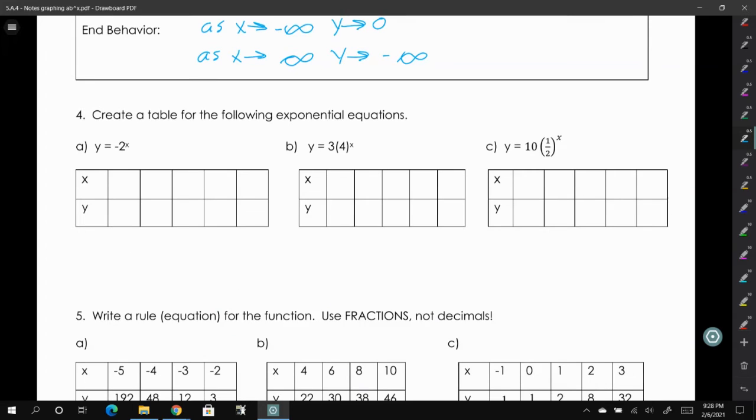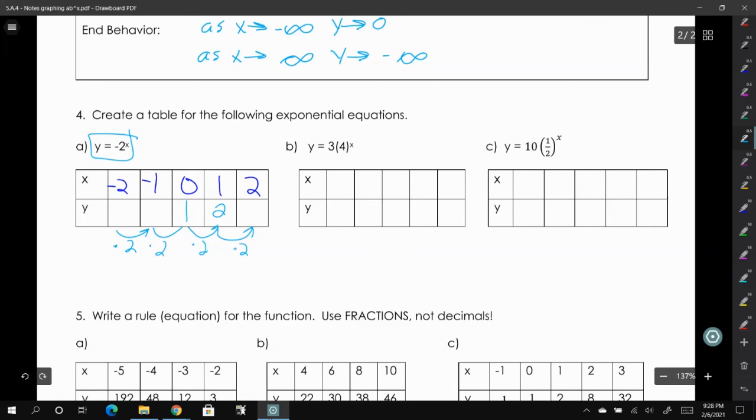So now we're going to create tables for each of these equations. So we're going to do negative 2, negative 1, 0, 1, 2. 0, if you were to plug in 0 for this, you would get 1. And then we're going to multiply by 2 each time. And you may say, well, what about the negative? We'll deal with the negative in a minute.